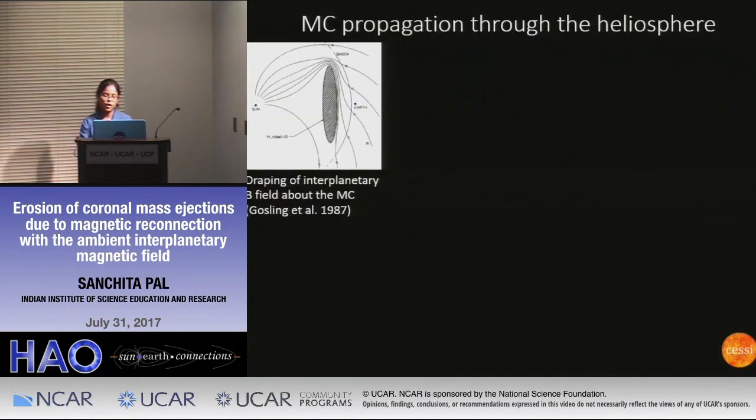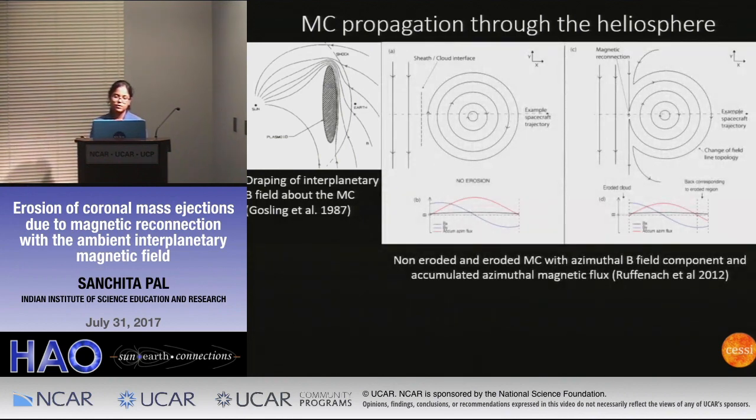So when the magnetic cloud propagates through the heliosphere, due to the presence of the ambient interplanetary magnetic field, the interplanetary magnetic field will wrap around the magnetic cloud, and if the direction of this wrapped magnetic field is just opposite to the magnetic cloud's magnetic field, then it will erode the magnetic cloud.